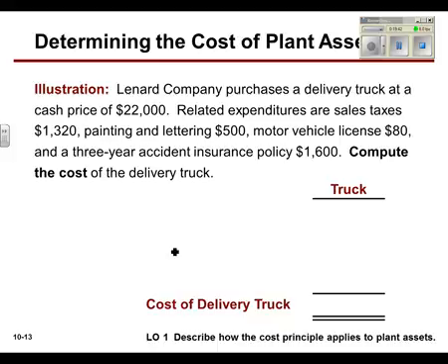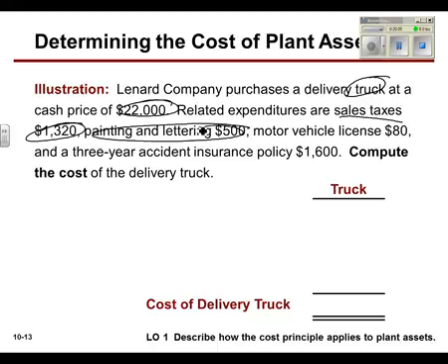Leonard Company purchases a truck for $22,000. They had sales tax of $1,320. What's another way you might see that in the transaction? Instead of giving the dollar amount, you could see them put the percentage in. You know, you paid 3% sales tax. Well, then you'd have to figure out that dollar amount. They added some paint and lettering.